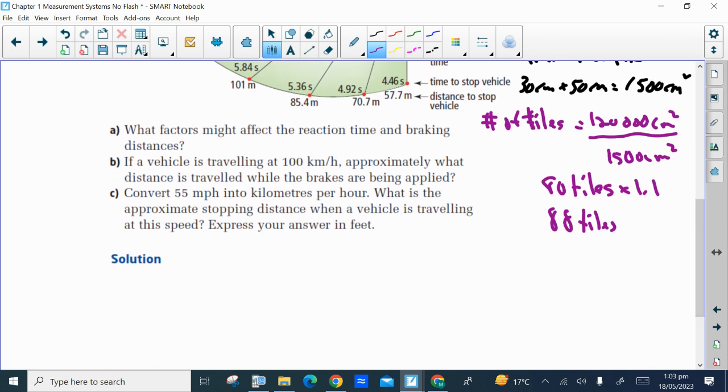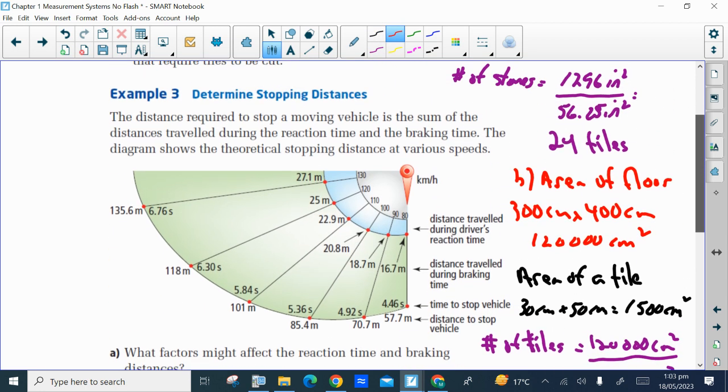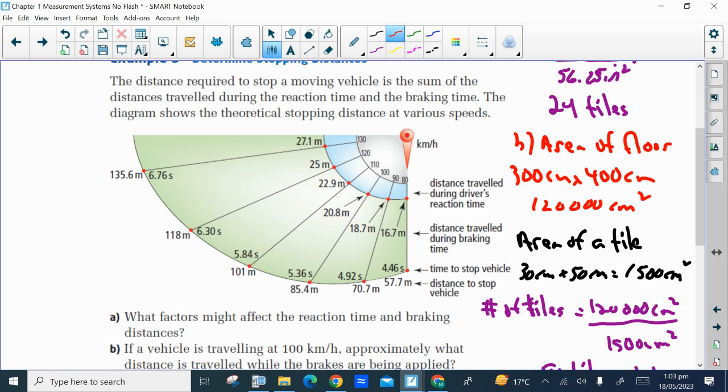Okay, so there's that one. Now for the next question, we're using this chart here. It shows the distance required to stop a moving vehicle. It's the sum of the distances traveled during the reaction time, so from the point in time that you see an issue till you actually start applying the brakes, and then the braking time itself. The diagram shows the theoretical stopping distances at various speeds.